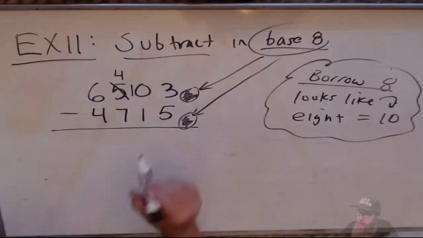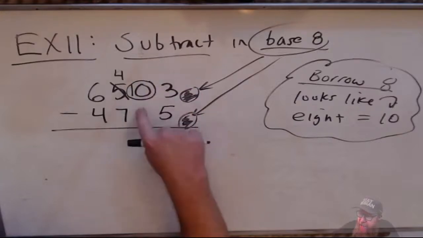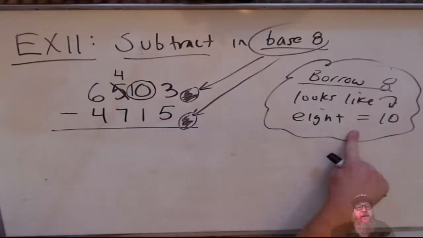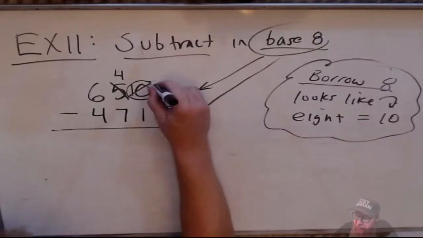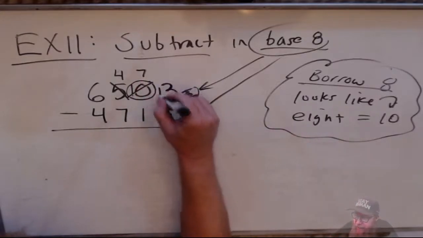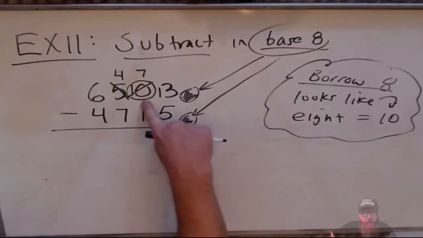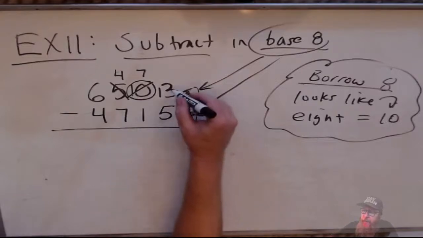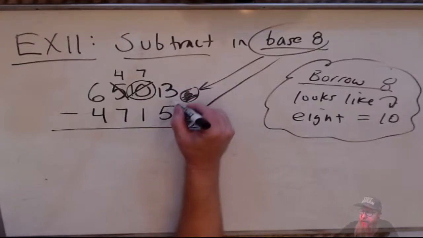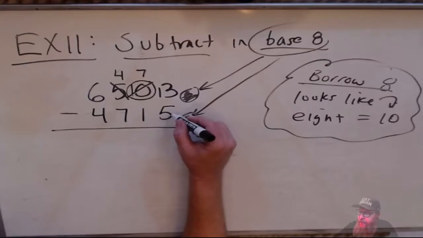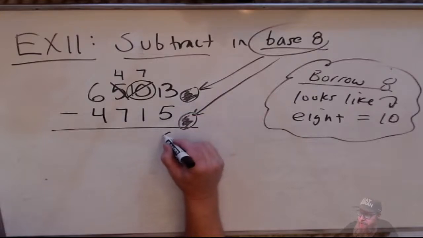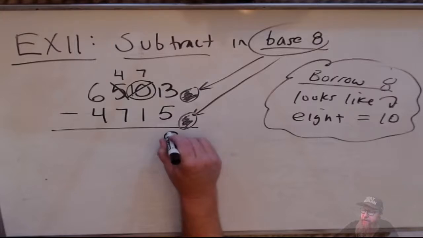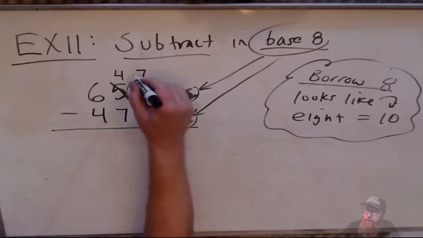Okay. Now be careful. This looks like a 10, but it actually means 8. So when you borrow from it, it doesn't become a 9, it becomes a 7. Because if you have an 8 and you borrow 1 from an 8, now you've got 7. Capiche? Okay. So 13 minus 5. 13 minus 5 is 8. So you put a 0. And you carry the 1.